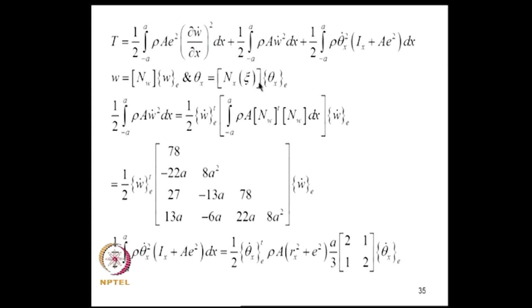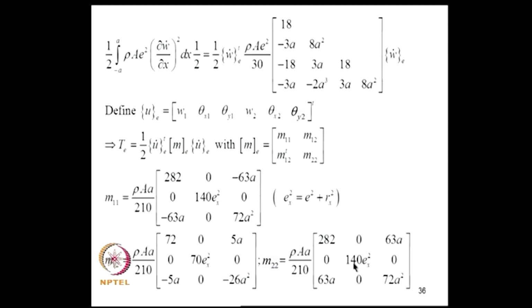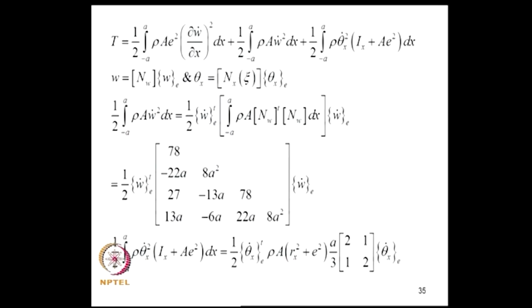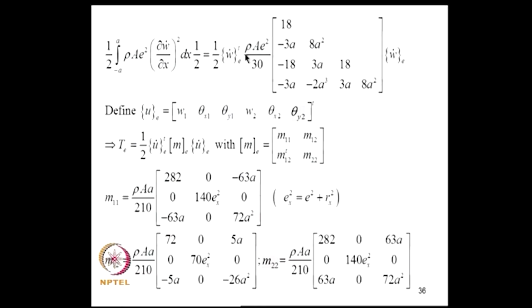W is this and theta x is this, and substitute, and we can carry out the necessary integrations, and we can show that the mass matrix will have first integral leading to this form, and the second integral will lead to this form. So, we have these expressions for the 3 terms in the expression for kinetic energy, and we now define UE as element nodal degrees of freedom, W1 theta x1 theta y1, W2 theta x2 theta y2.